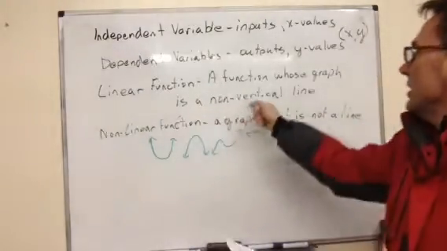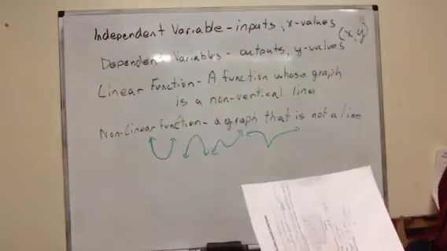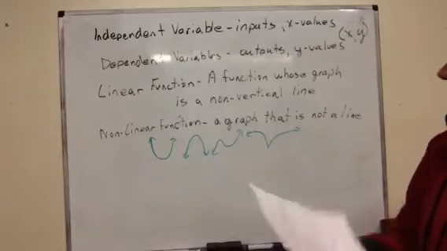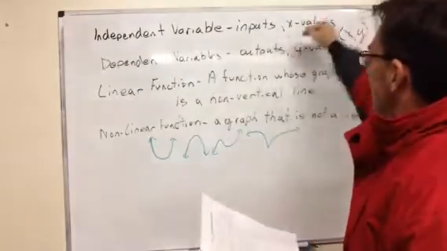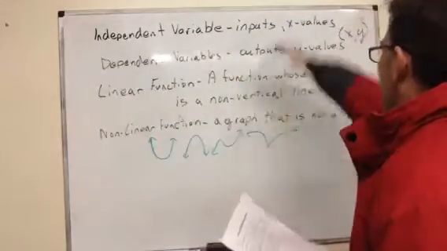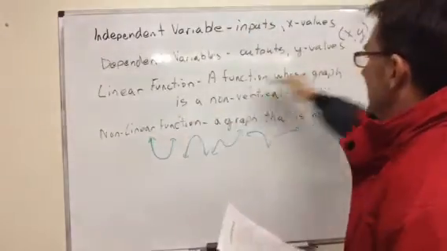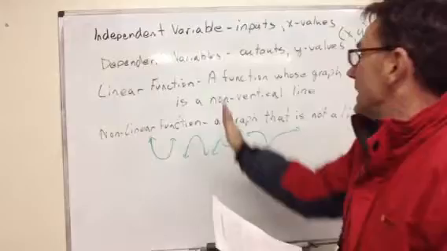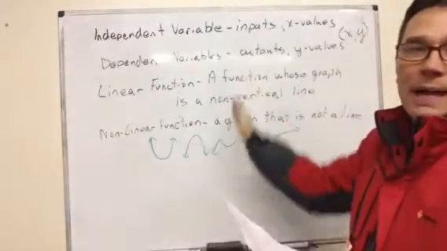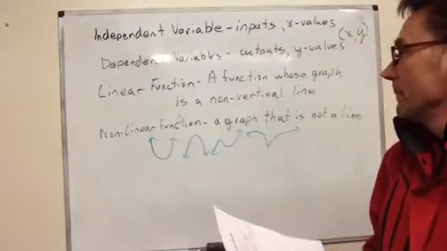A linear function is a function whose graph is a non-vertical line. So a line, a straight line, whether it's slanted, going up, going down, steep, almost horizontal, even a horizontal, but it cannot be a vertical going up and down. That is not a function.